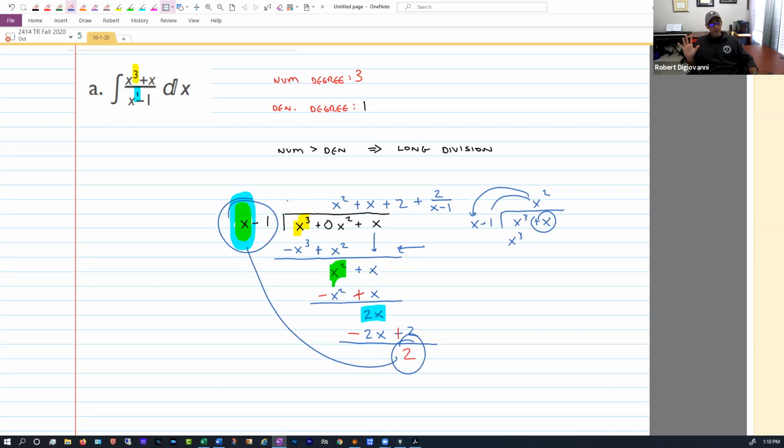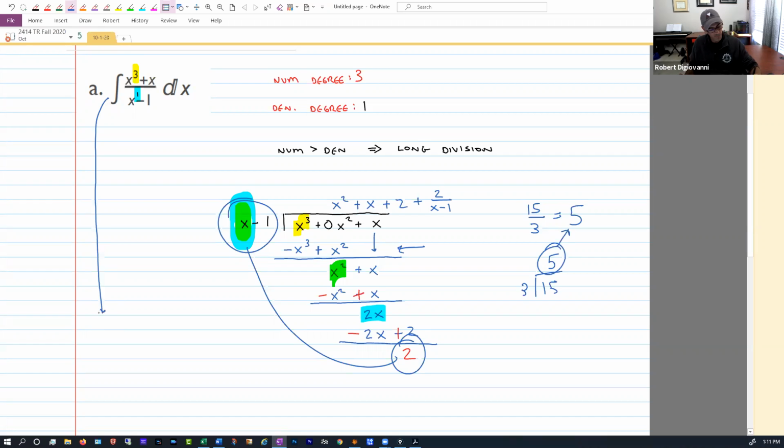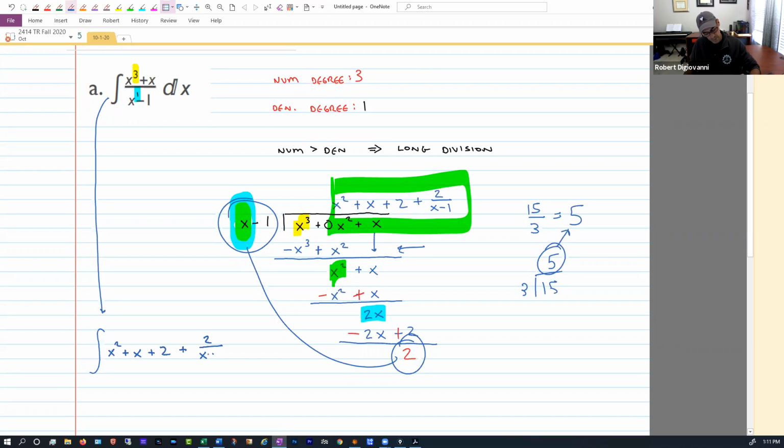Okay, so what does this mean? Well, it means exactly what division means. Look, if I say take 15 divided by 3, and you do 15 and you do 3 and you put a 5 here, what we're saying is that this is equal to 5. Whatever that answer is, that's what it's equal to. So we're saying the exact same thing here. We're saying that this integral that was initially all that is really just this. That's the same thing. So we can just rewrite x squared plus x plus 2 plus 2 over x minus 1.